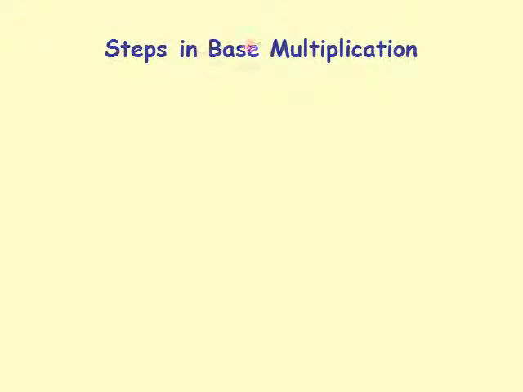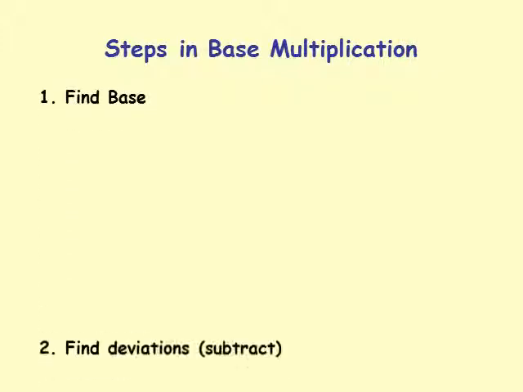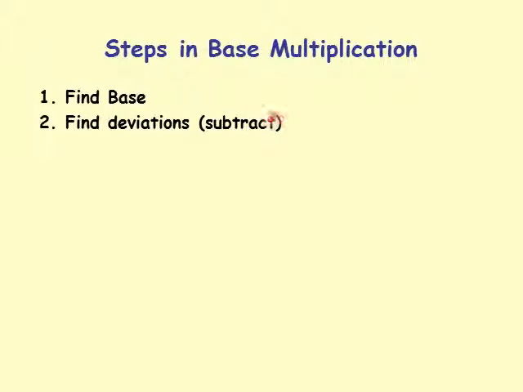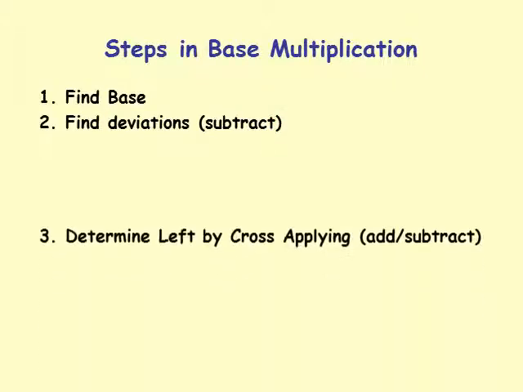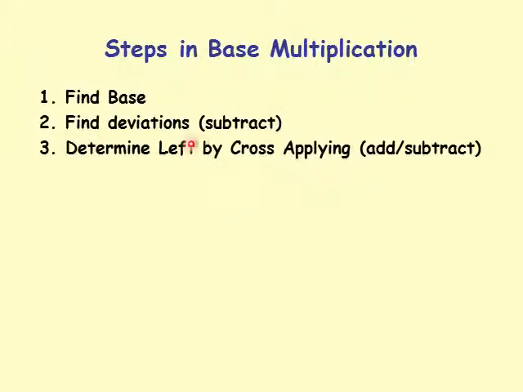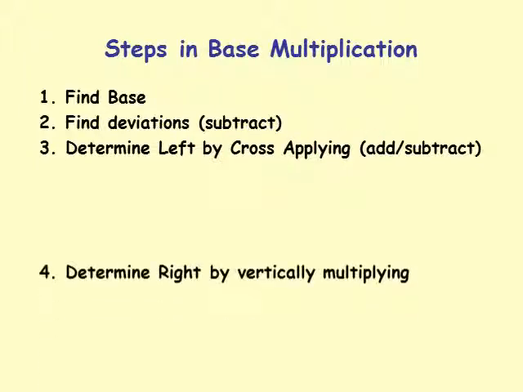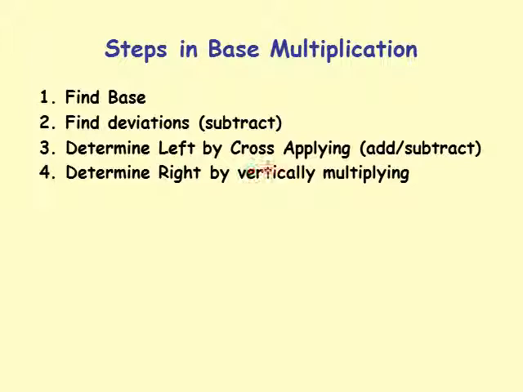Let's look at the steps used in base multiplication. First, we find a base. Second, find deviations, which is a subtract operation. Then determine the left by cross applying, which is add or subtract. Then determine the right by vertically multiplying. This is the only multiply we do, and deviations are usually small, so this multiplication is easy.